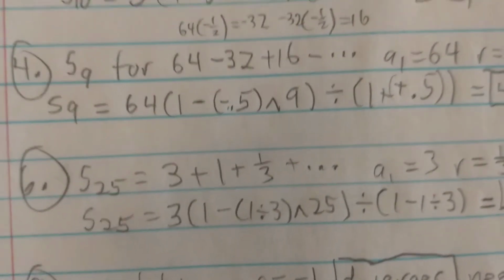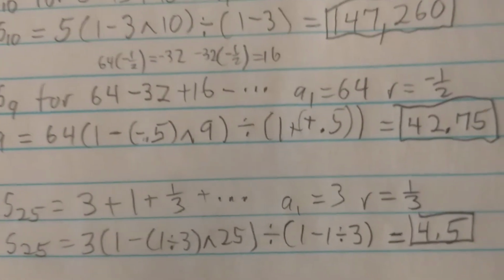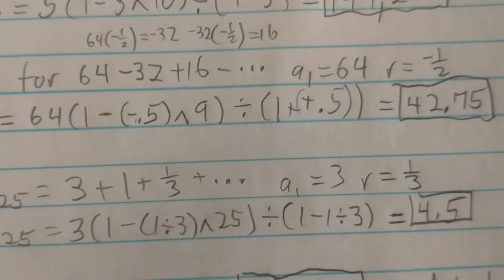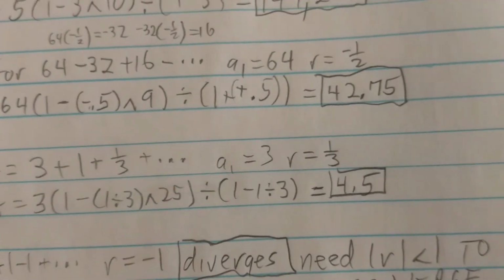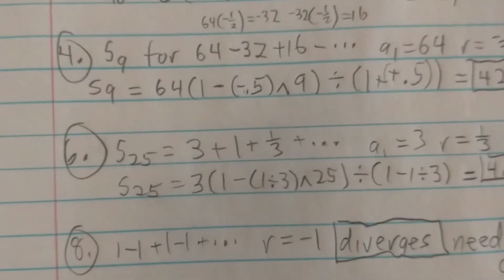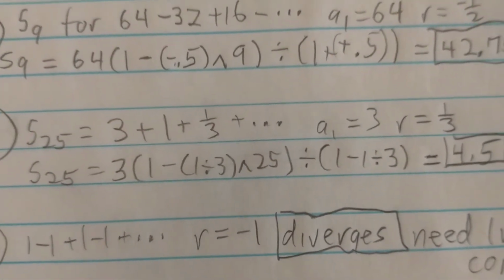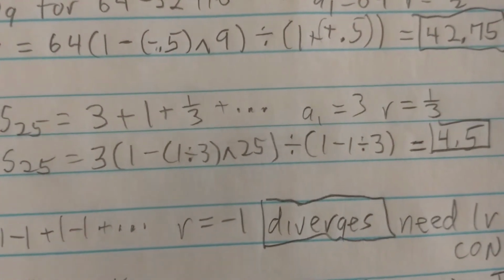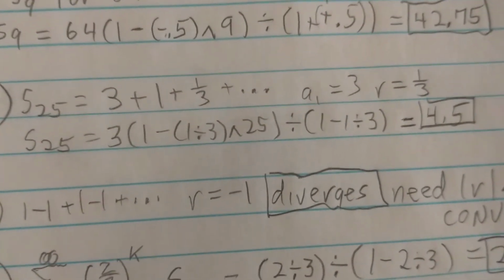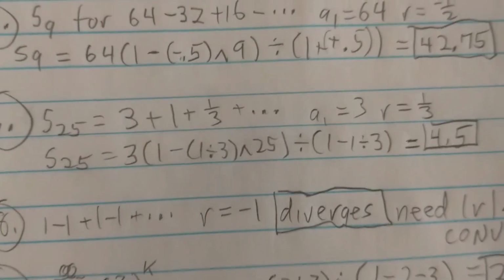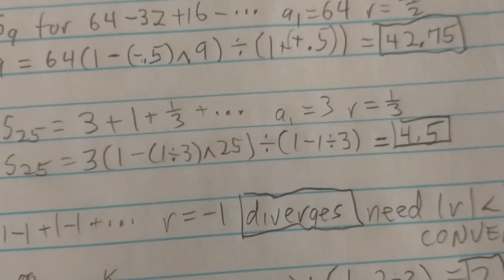Well, if we look at 64 times negative a half, we see that we get negative 32, and negative 32 times negative 1/2 will come out to plus 16. So we can see that our R is negative 1/2, and our first term is 64. So using our formula, S9, the sum of the first 9, is 64. Now this has to be just like this exactly on the calculator with the parentheses. 1 minus, parentheses, negative 0.5, right parentheses, to the power 9, right parentheses, divided by, parentheses, 1 minus negative, or plus 0.5.